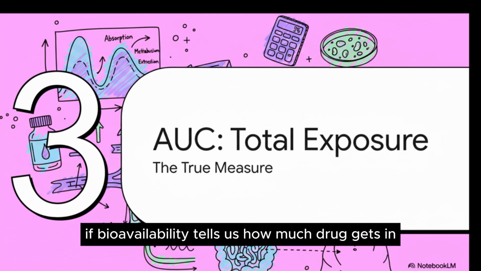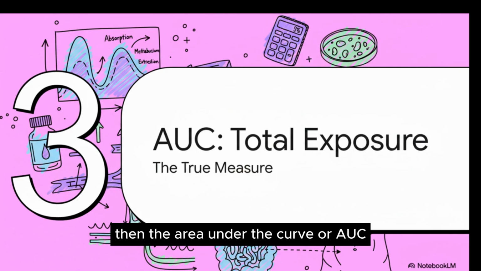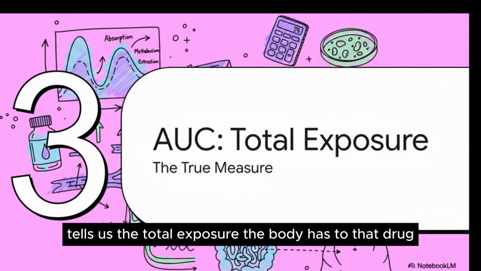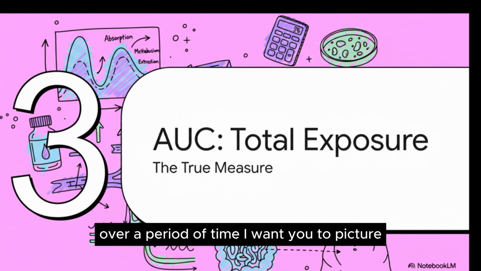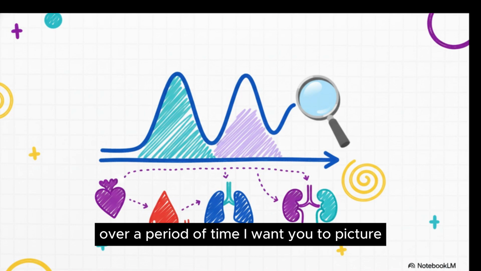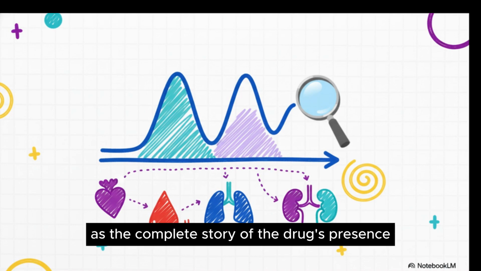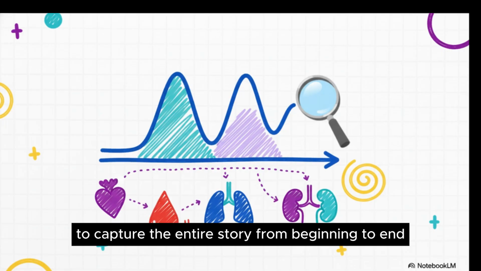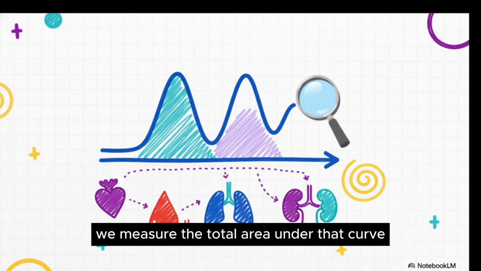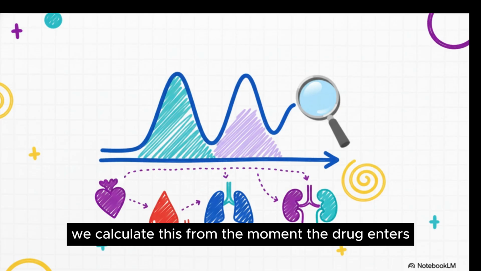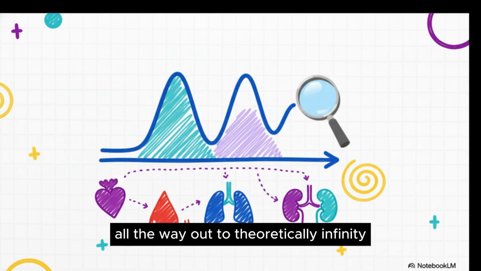If bioavailability tells us how much drug gets in, then the area under the curve, or AUC, tells us the total exposure the body has to that drug over a period of time. I want you to picture that classic concentration time curve as the complete story of the drug's presence in the body. To capture the entire story from beginning to end, we measure the total area under that curve, the AUC. And mathematically, we calculate this from the moment the drug enters all the way out to, theoretically, infinity, until that very last molecule is gone.